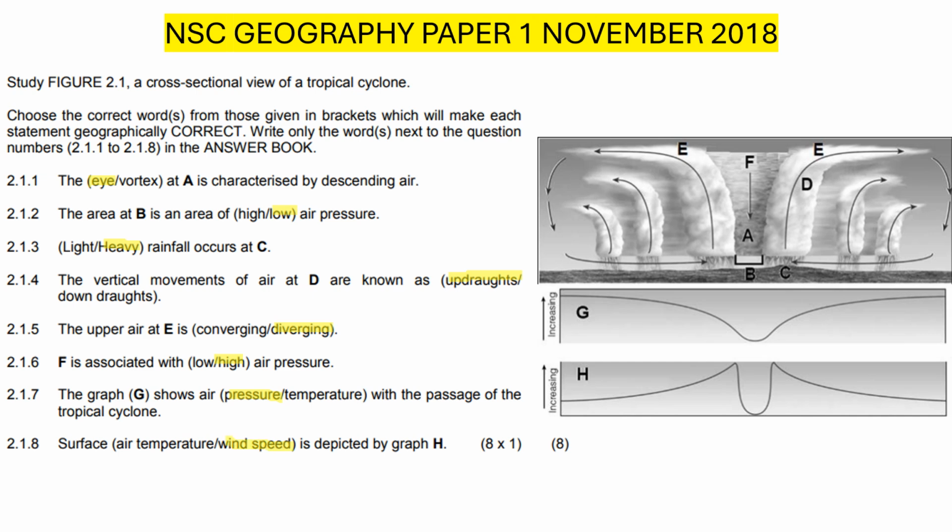In question 2.1.8, we are going to find that at the eye, the conditions are calm. In other words, there is absolutely no wind. So at the eye, we find that there is no wind, there's no rain, and there are no clouds. As I move from the outskirts of the tropical cyclone towards the center, the winds are going to start increasing. At the center, the winds are going to die down completely. Immediately on the other side of the eye, it's going to pick up, and then it's going to start decreasing again. So 2.1.8, surface wind speed is depicted by graph H.